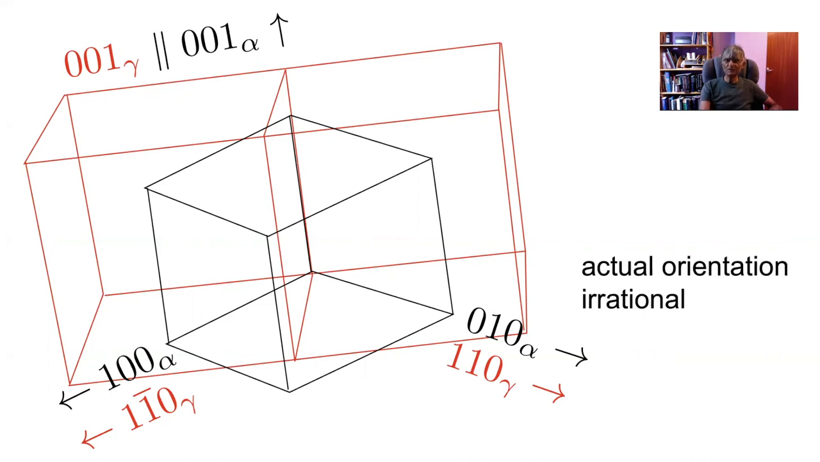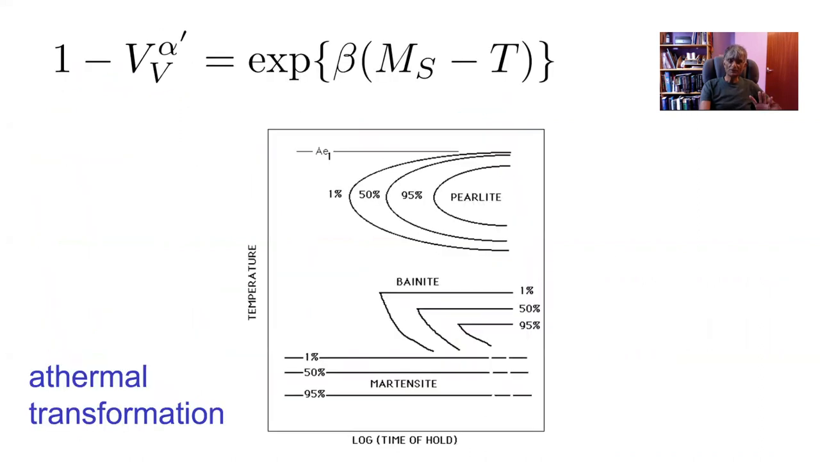The transformation is also known to be athermal. Athermal means that if I have an equation here for the volume fraction of martensite as a function of temperature below the martensite start temperature. So when you cool austenite, there's a certain temperature called the MS temperature, martensite start temperature, where martensite is first triggered. And as you undercool below that, you get an increase in the volume fraction, but you don't get an increase if you hold at that undercooling for any length of time.